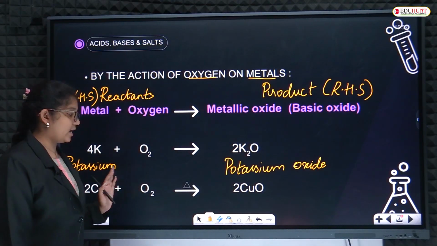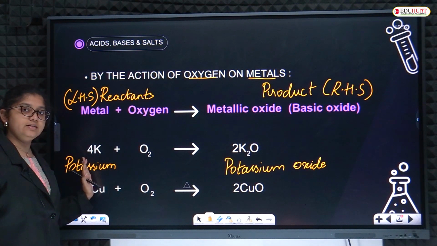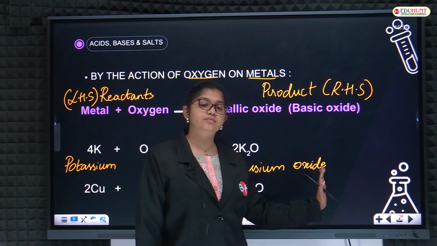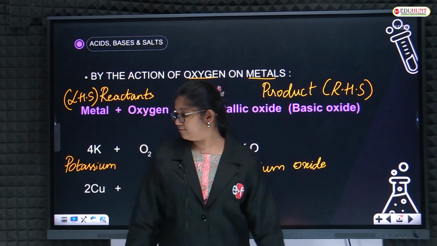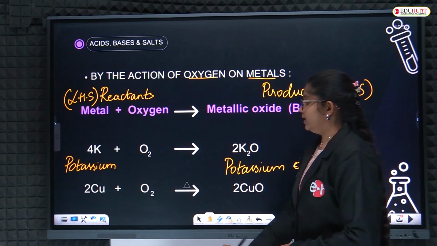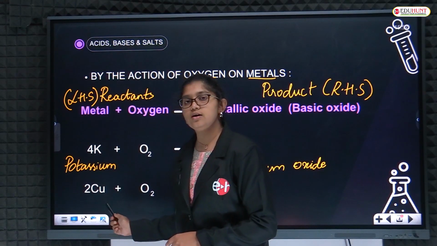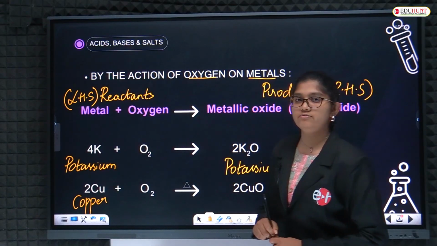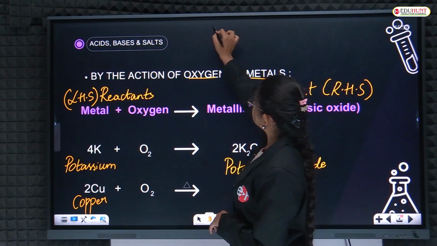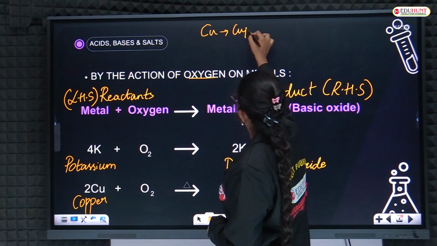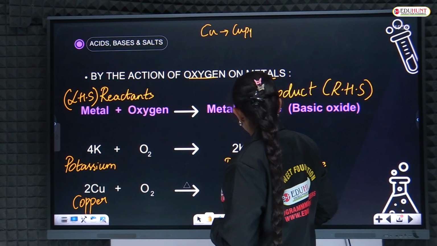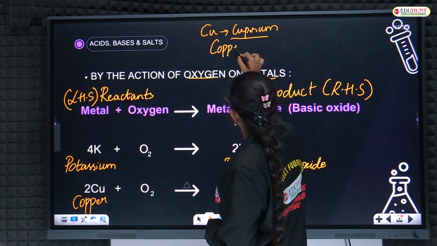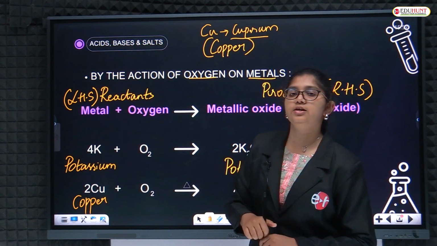So we'll take potassium metal, and for that we are adding oxygen. What will we get? We'll get potassium oxide directly. Now, the second example: we'll take copper, 2Cu. Cu means copper metal. Why is Cu the name for copper? Why not Co? Because Cu comes from the Latin name, cuprum. But here we have to name it copper. Cuprum is the Latin name for copper.